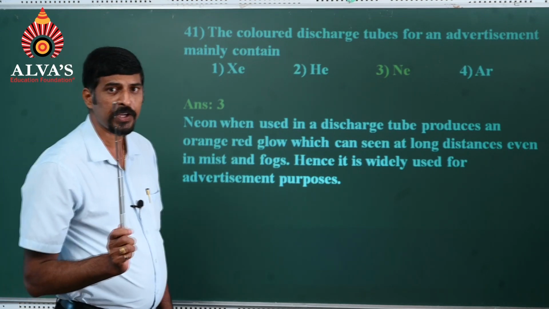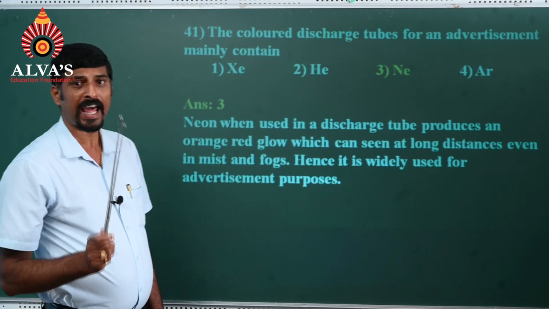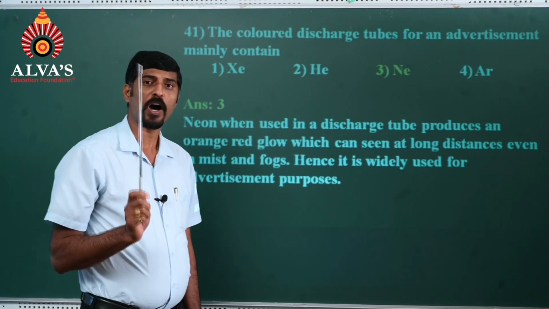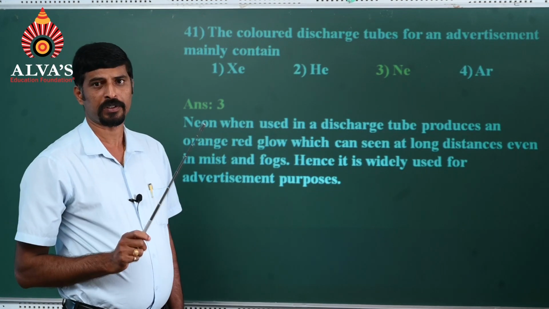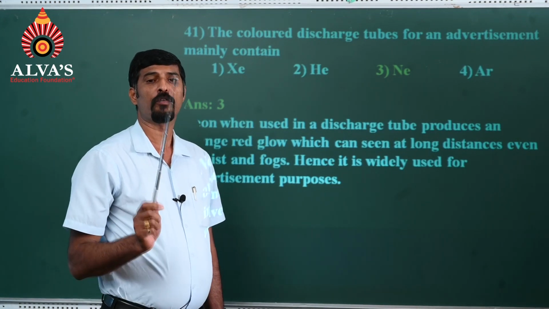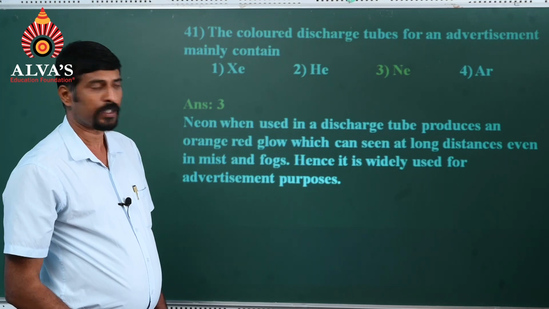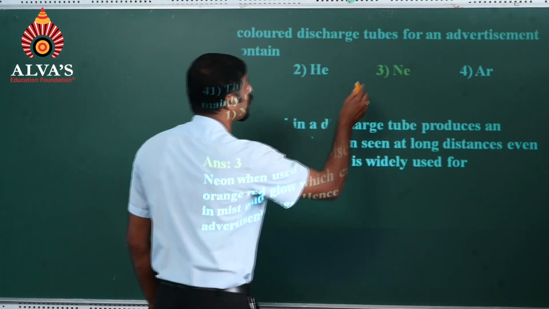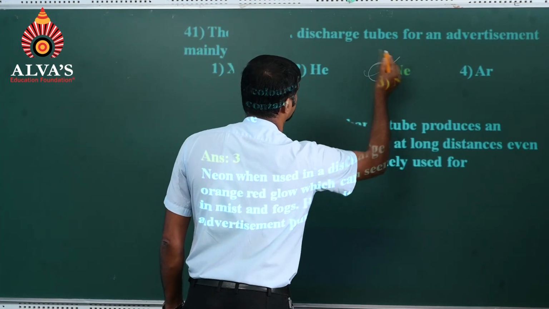Why is neon used? The neon light can easily pass through fog and mist. Therefore, the advertisement is clearly visible from a faraway distance. Therefore, option third is the right answer.